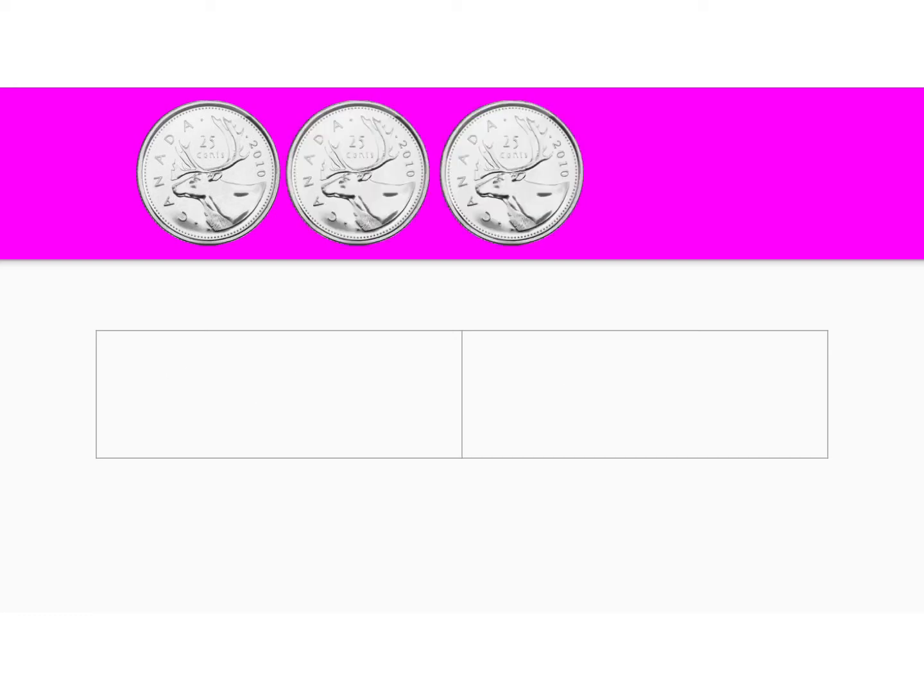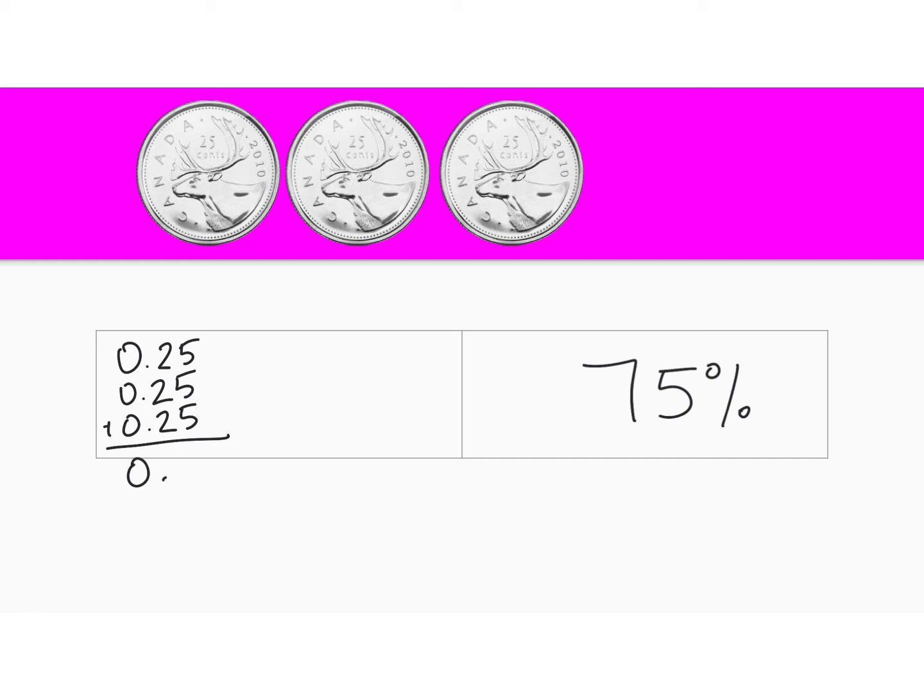Now, if we're looking at this, we've got 25% plus 25% plus 25%, so that would be 75%. And when we're looking at it in terms of decimals, 0.25 plus 0.25 plus 0.25. If we add those all together, that's 0.75. So we can see here that 0.75 is equal to 75%, which makes sense. That's 75% of a dollar, and we have 75 cents.